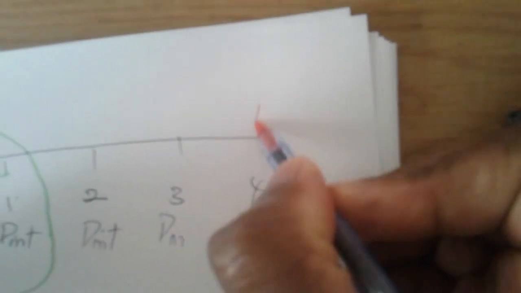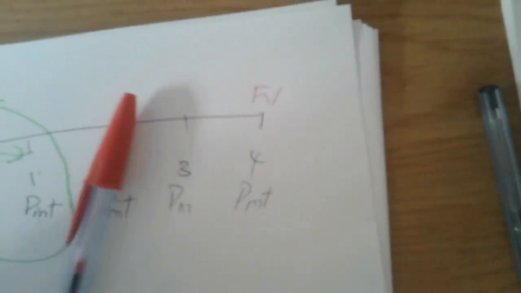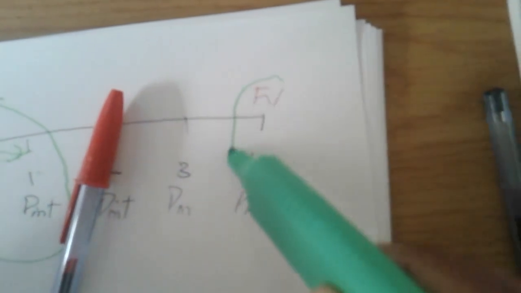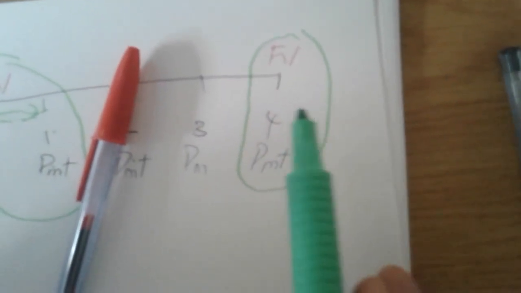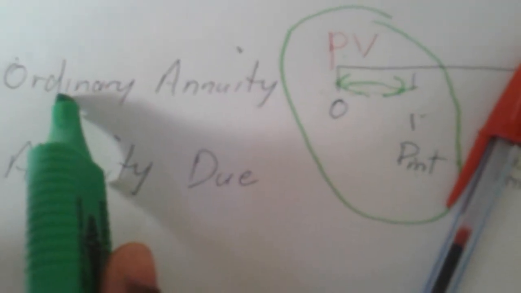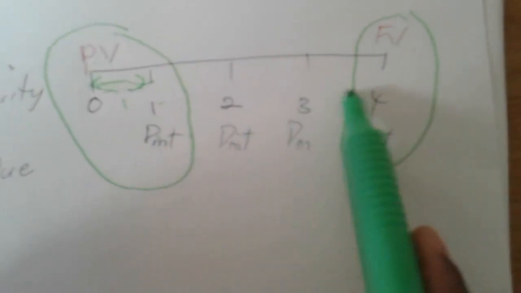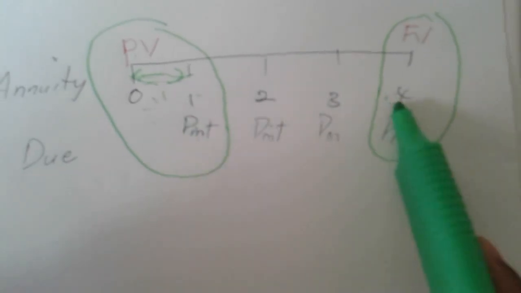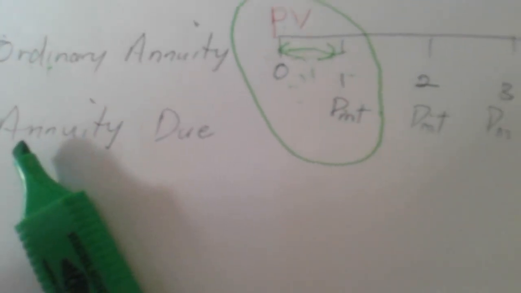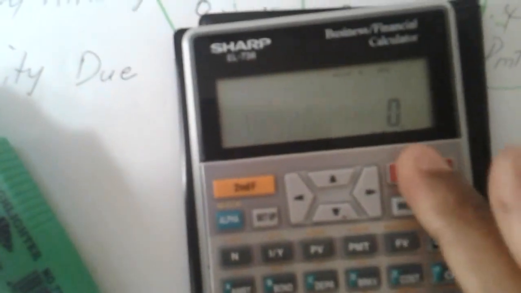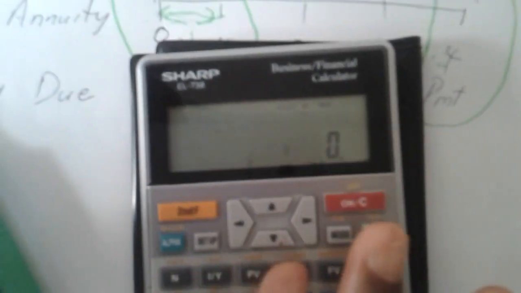Now, let's look at the future value. So the future value will be there. If you see that your future value and your last payment are on the same date, it means you are dealing again with an ordinary annuity. So once you have got one of these two features in your question, then you know that you are dealing with an ordinary annuity, and you don't do anything on your calculator. You just work with it in this mode.